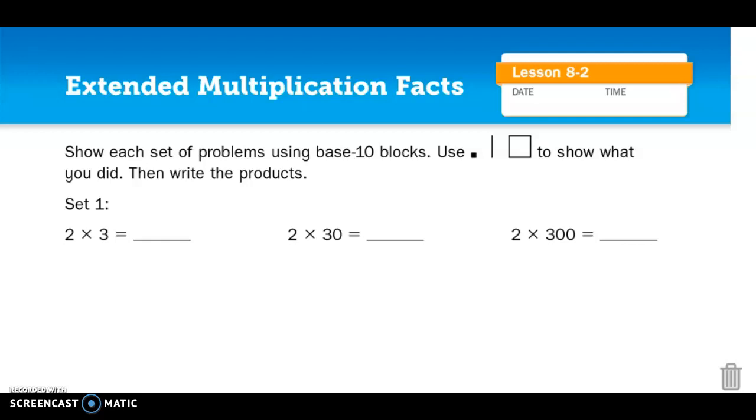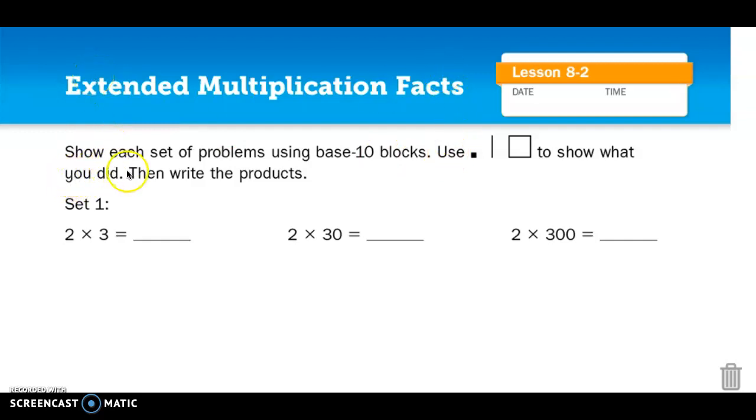Hello, people. Okay, 8-2 in our journal page. We're on page 255. You should be here with me. Okay, awesome. We're doing extended multiplication facts, and we'll learn what those extended facts mean today. It'll be one of our new vocab words.